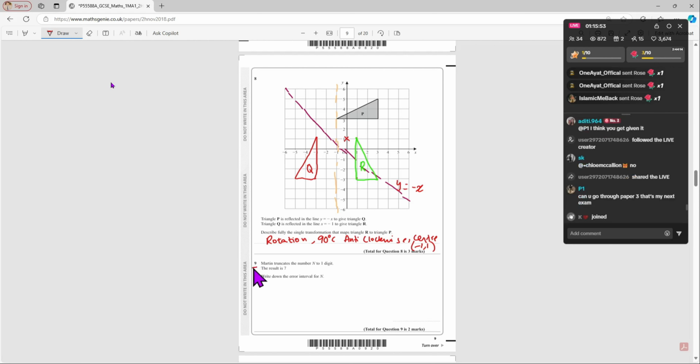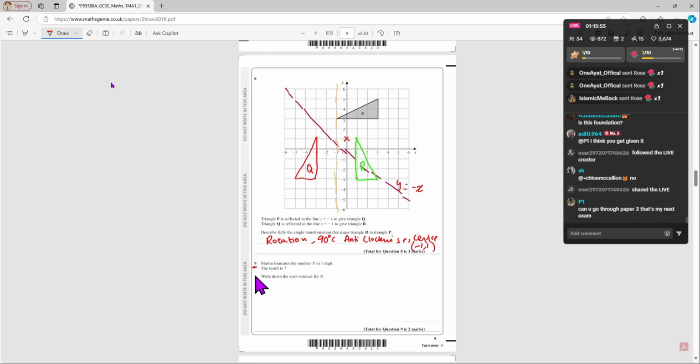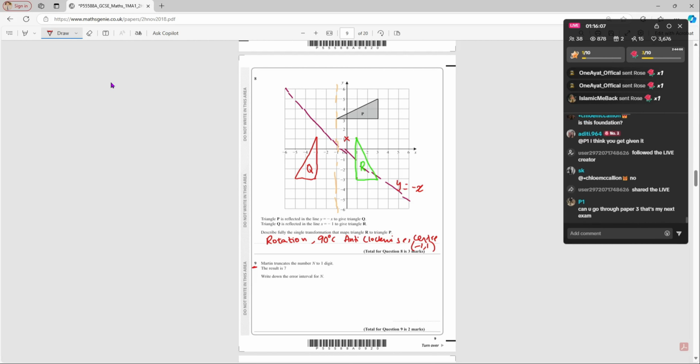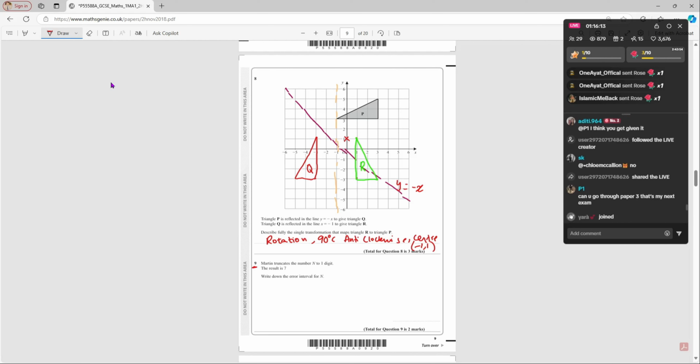Now we have question number 9. Martin truncates the number n to 1 digit. The result is 7. Write down the error interval for n. Does anyone know what the word truncates means? Tell me in the chat if you know what the word truncates means.